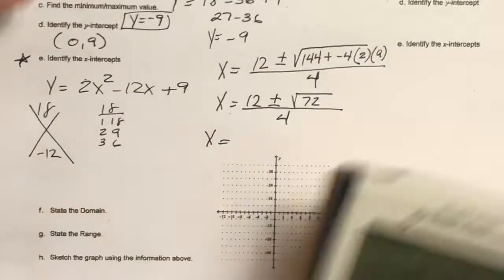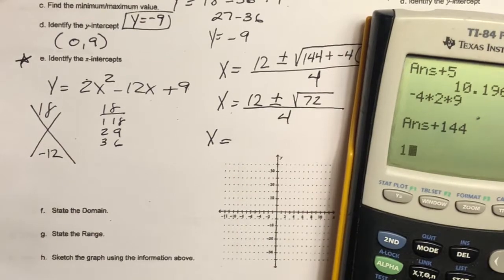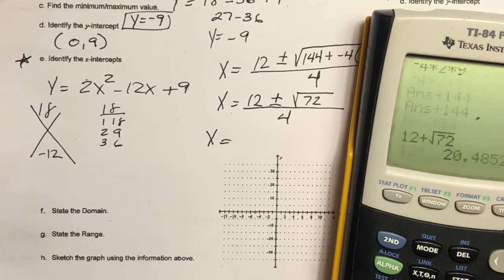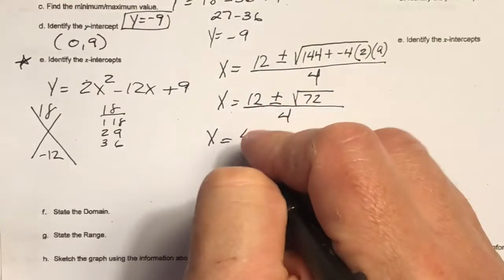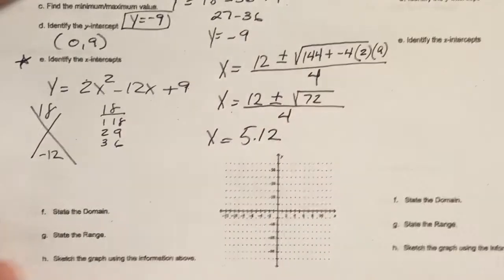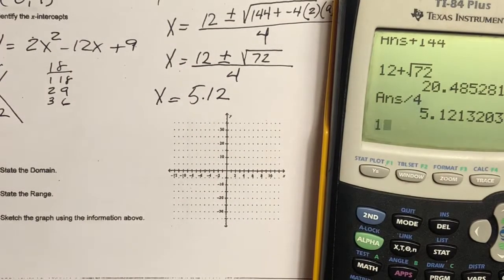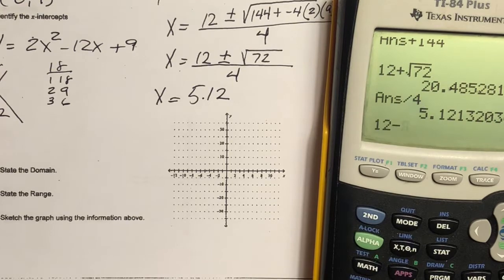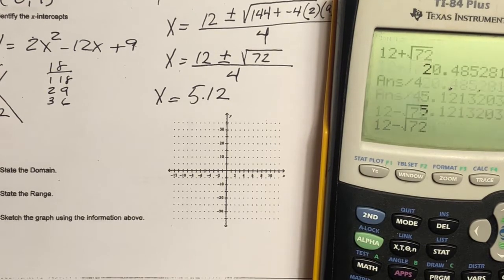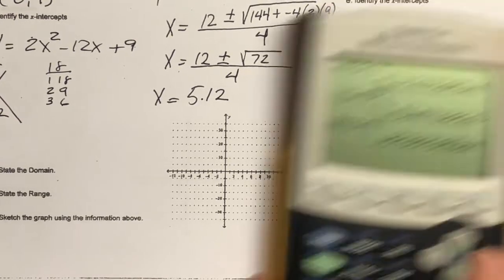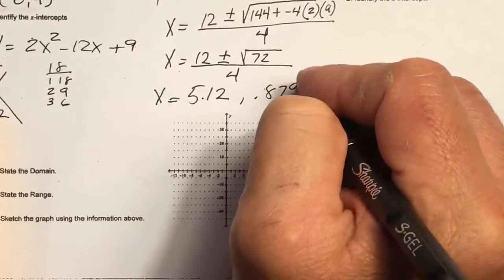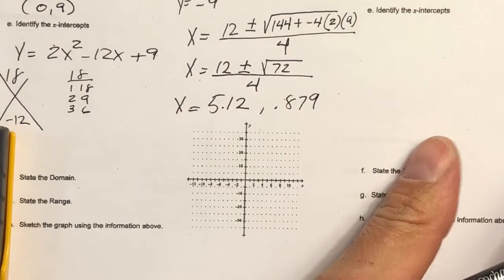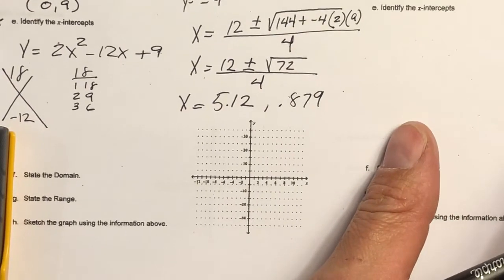All right, so this is what I'm going to do. Watch. I'm going to take 12 plus the square root of 72, enter, and divide that by 4. And I get x equals 5.12. And I'm going to take 12 minus the square root of 72 divided by 4. That's going to give me 0.879.